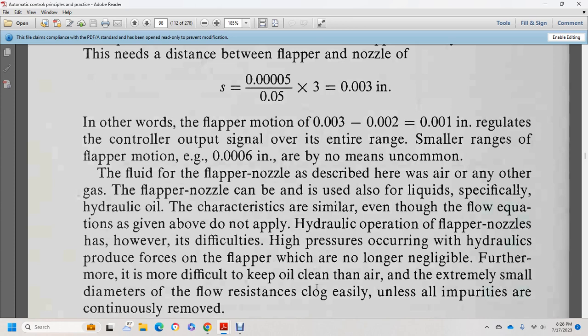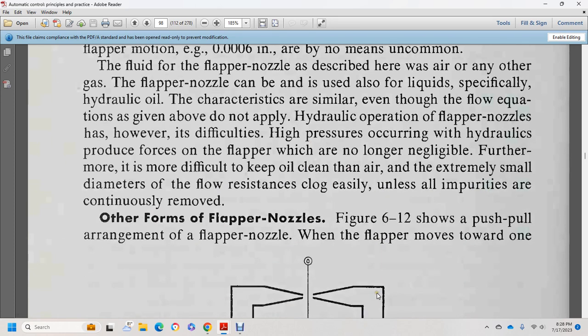The fluid in the flapper nozzle described was air, but any other gas could be used for the flapper nozzle, and even liquids, especially hydraulic oil. The character is similar, even though the flow equations given above do not apply to hydraulic operation of the flapper nozzle. However, it is difficult with the high pressures occurring in hydraulics to keep the forces on the flapper from being no longer negligible. Furthermore, it is more difficult to keep oil clean than air, since an extremely small diameter flow resistance clogs easily unless the impurities are continuously removed.